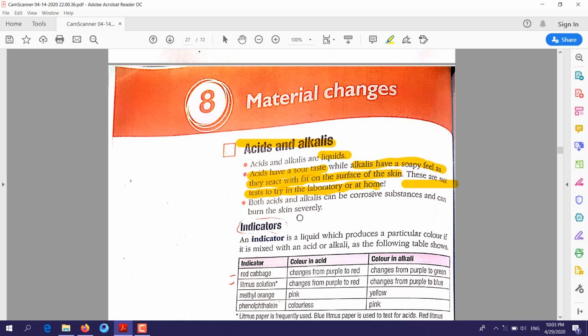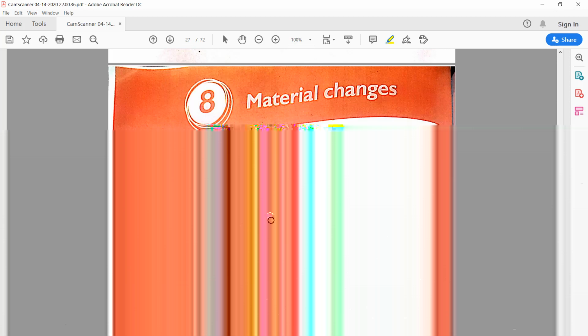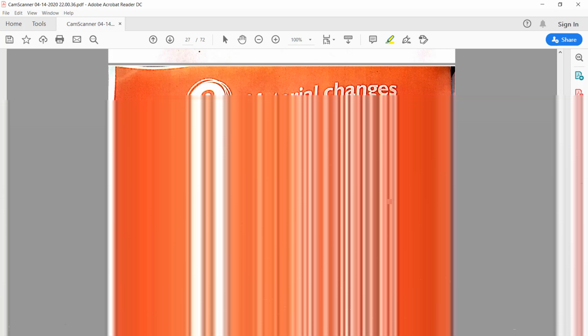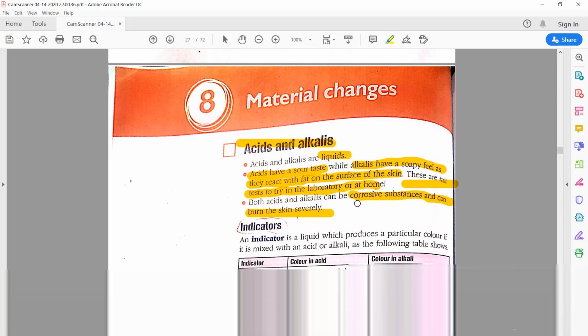Now, both acids and alkalis can be corrosive substances and can burn the skin severely. If you use these acids or alkalis, especially the strong ones, they will burn your skin. But as I mentioned, we still use some of these acids and alkalis at home.